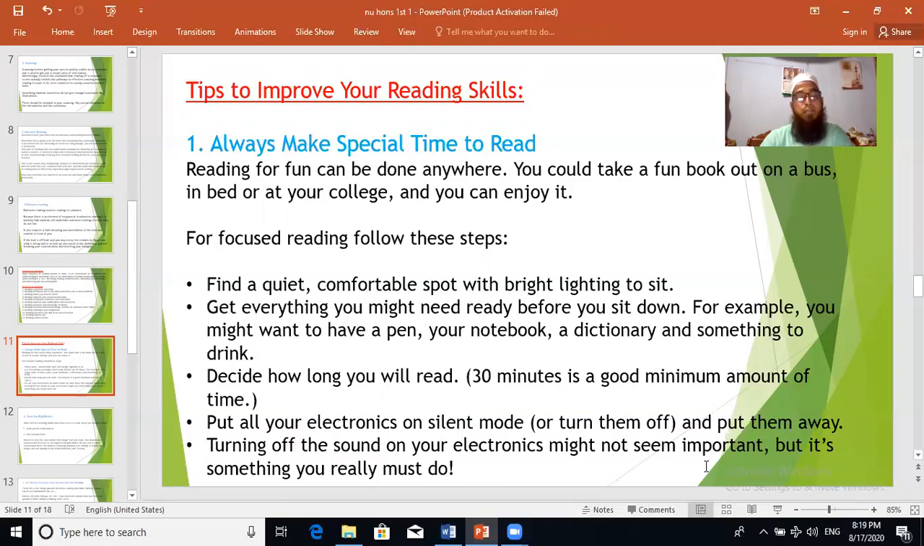Have you got it? Why is it important? Because when you are reading, if there is a call on your mobile phone, or if there is any electronic device on, you cannot give full concentration to your reading. That's why you must keep your electronic device off so that you can read with full attention.